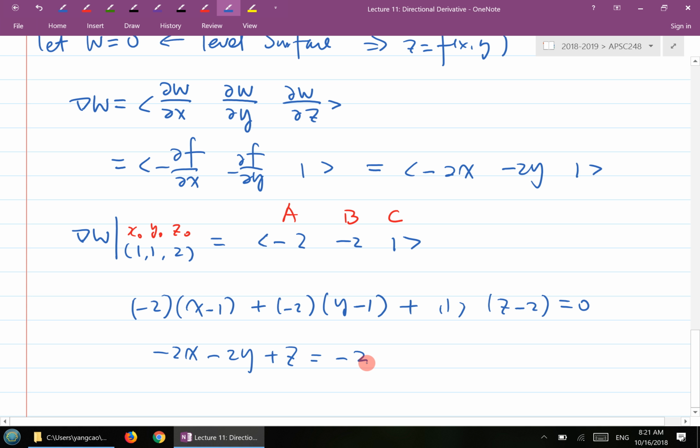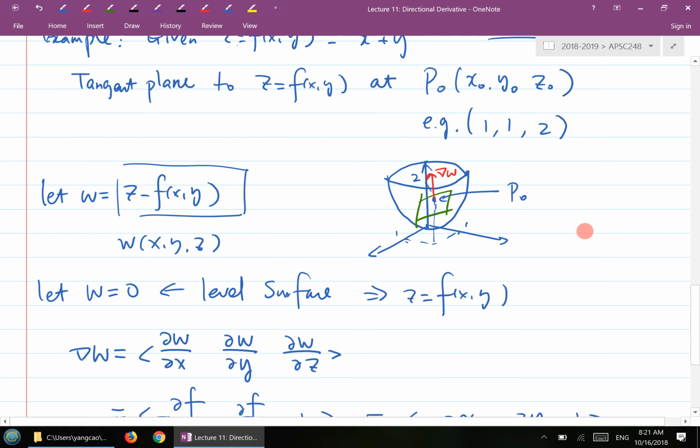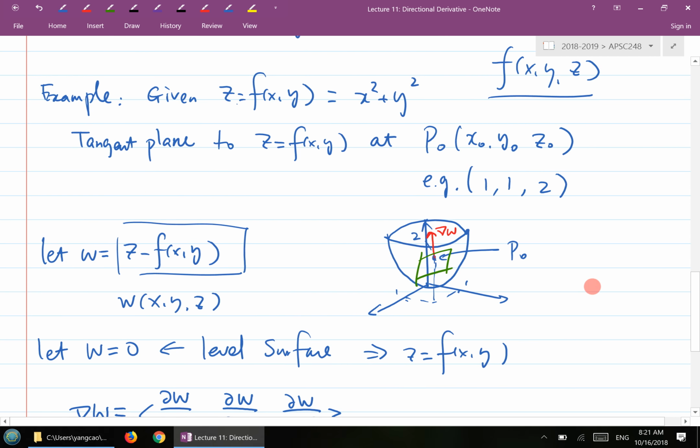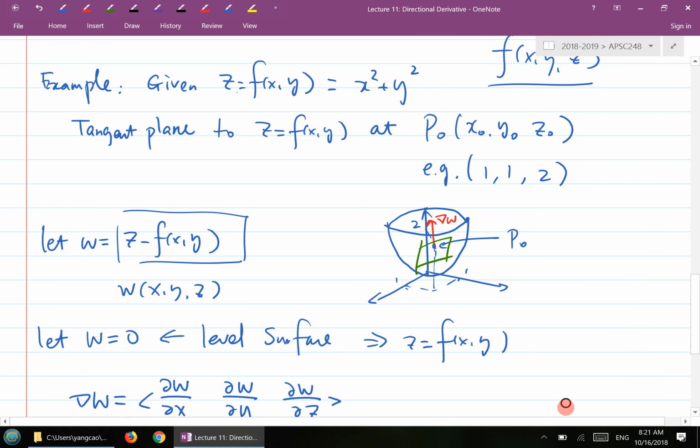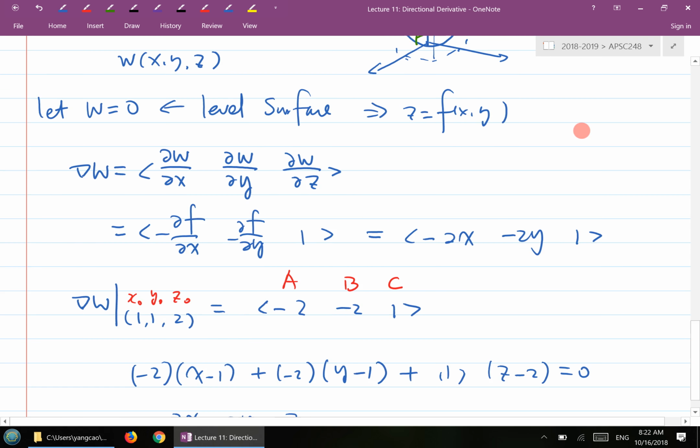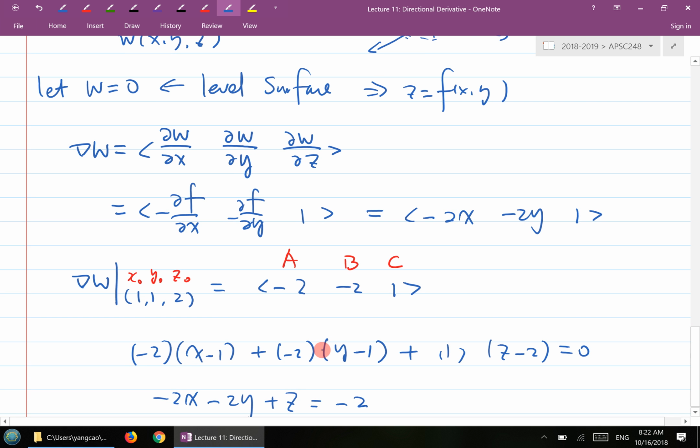So even though this question didn't give you the function of 3 variables directly, you should write it into the function of 3 variables format, and then you calculate the gradient vector. Then you can apply the points and apply the plane equation, and you get the tangent plane. Okay, yeah. So that's the idea of the gradient vectors here.